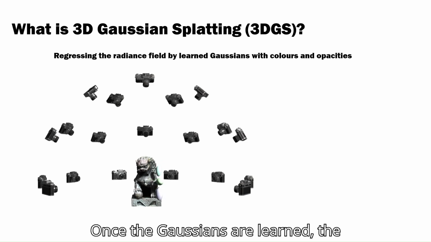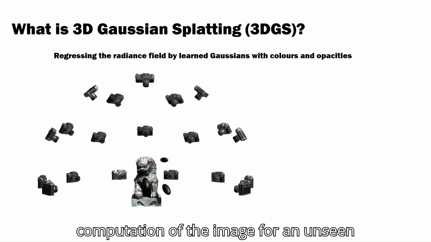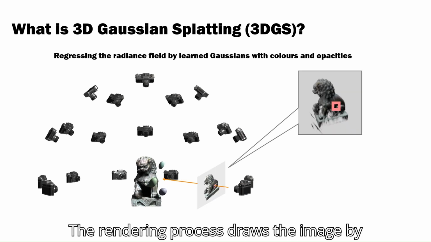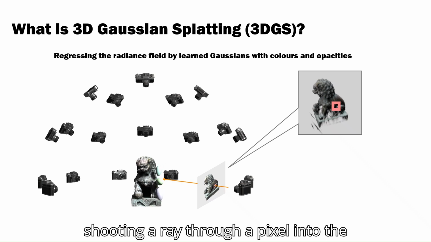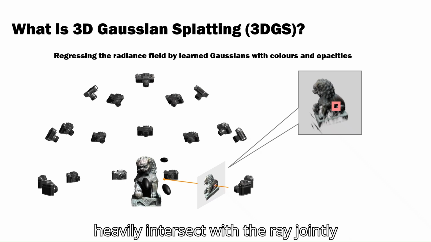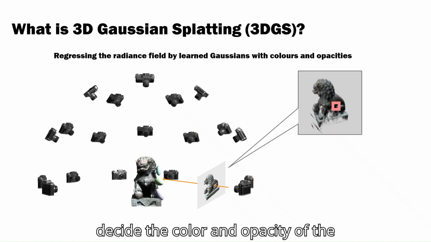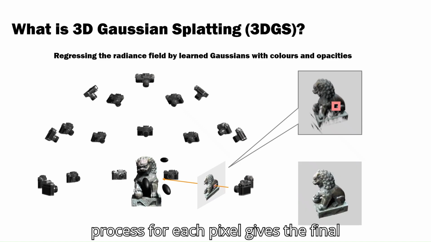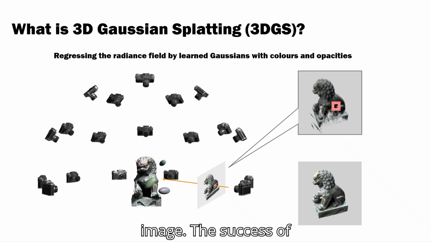Once the Gaussians are learned, the computation of the image for an unseen camera is done by a rendering process. The rendering process draws the image by shooting a ray through a pixel into the 3D space. Then the Gaussians that heavily intersect with the ray jointly decide the color and opacity of the pixel. Repeating the rendering process for each pixel gives the final image.